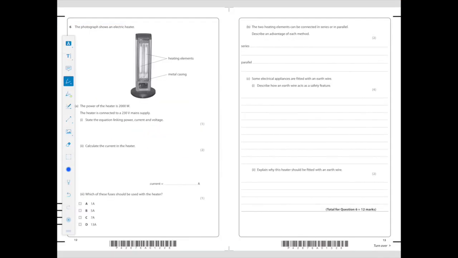The photograph shows an electric heater. The power of the heater is 2,000 watts. The heater is connected to a 230 volts mains supply. State the equation linking power, current and voltage, and I can remember that is PIV. So therefore power equals current times voltage. Calculate the current in the heater, so rearrange so that current is power divided by voltage. Power is 2,000 watts, divide that by 230 volts, and you get an answer which is 8.7 amps.